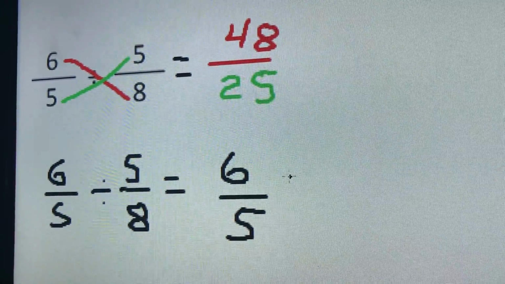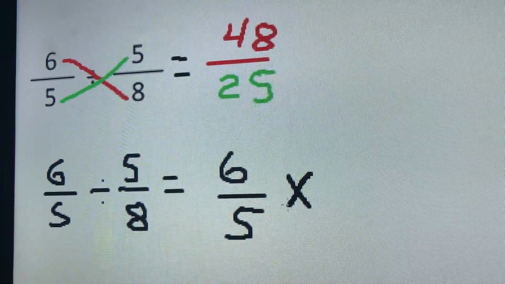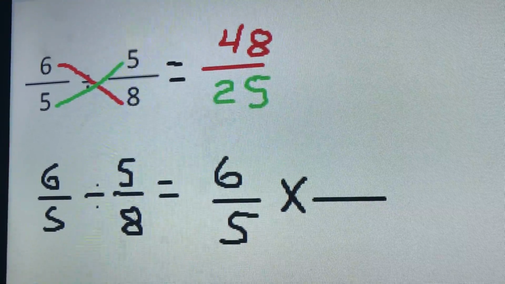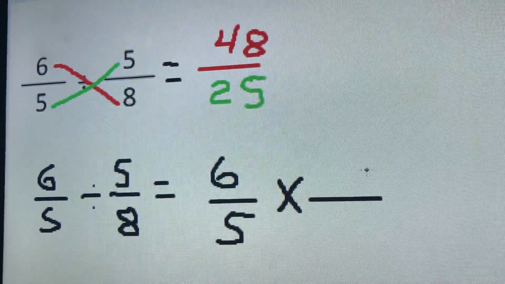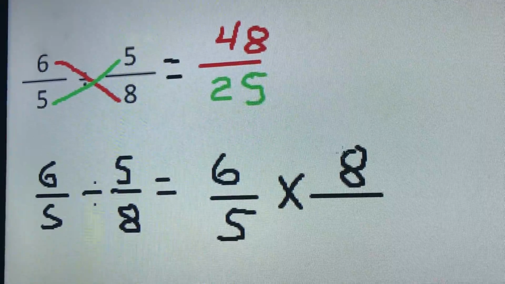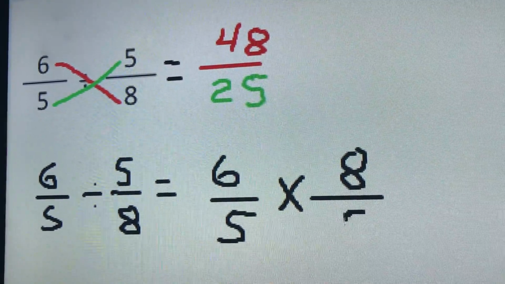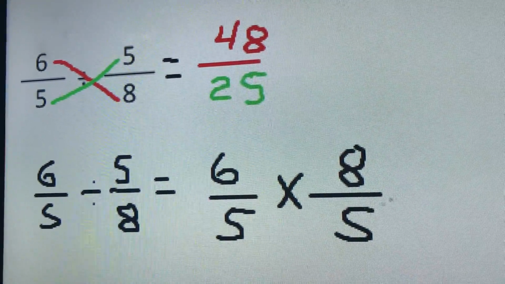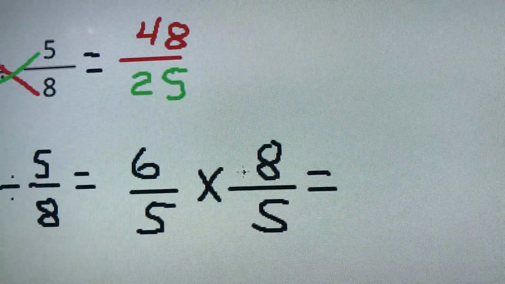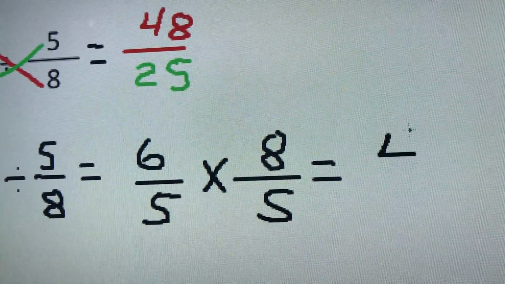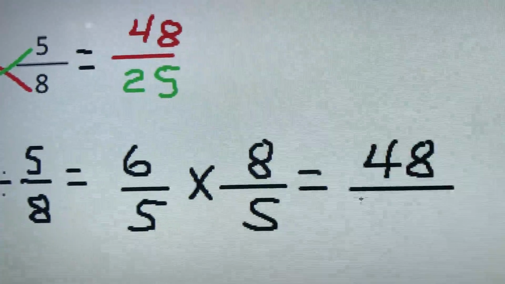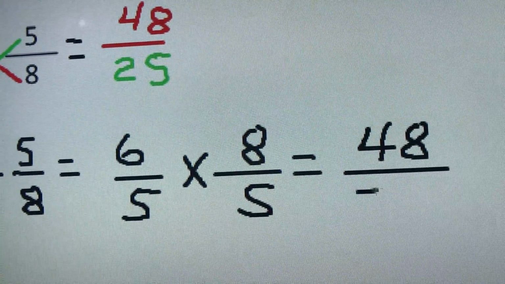And now I'm gonna put the symbol of multiplication, and then I'm gonna flip this number. I'm gonna put 8 on the top, you see, the 8 here on the top, and the 5 I'm gonna put down. And all I have to do is just multiply these numbers. 6 times 8, 48, see? And then I go down. 5 times 5 is 25.